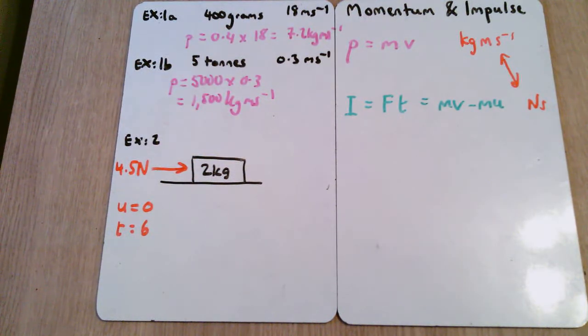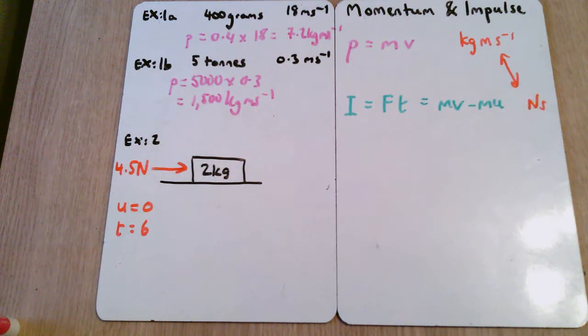So very, very simply, just multiply two values together. Now, example 2, very, very similar situation. I've drawn a diagram to explain what's going on. You've got a 2 kilogram block that is set upon by a force of 4.5 newtons for 6 seconds. And it first wants you to work out the impulse.